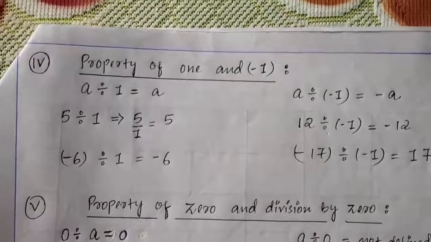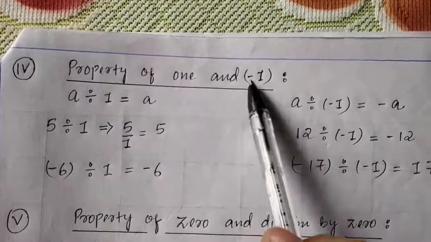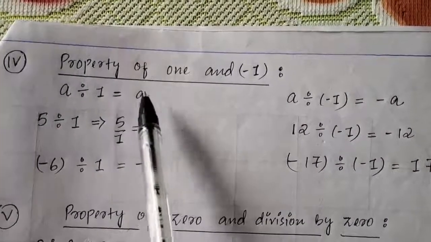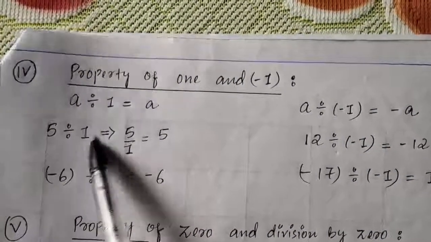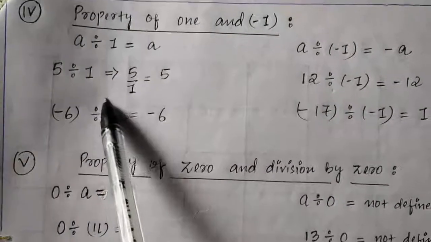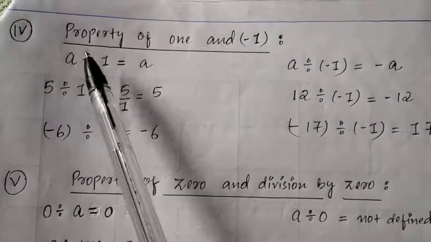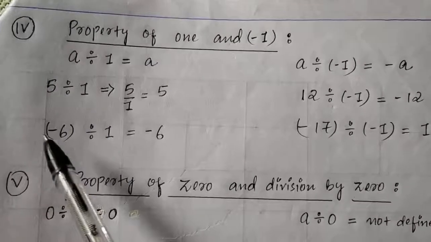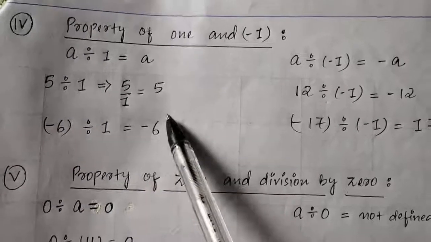Okay, so our next property is the property of 1 and the property of -1. Any integer divided by 1 keeps the same integer. For example, if I divide 5 by 1, I get 5 as the answer. If I divide -6 by 1, I get -6 as the answer. So any integer divided by 1, we get the same integer, whether it is a positive integer or a negative integer.